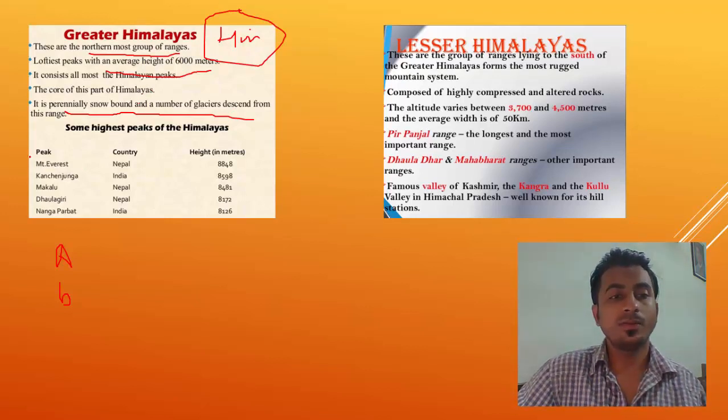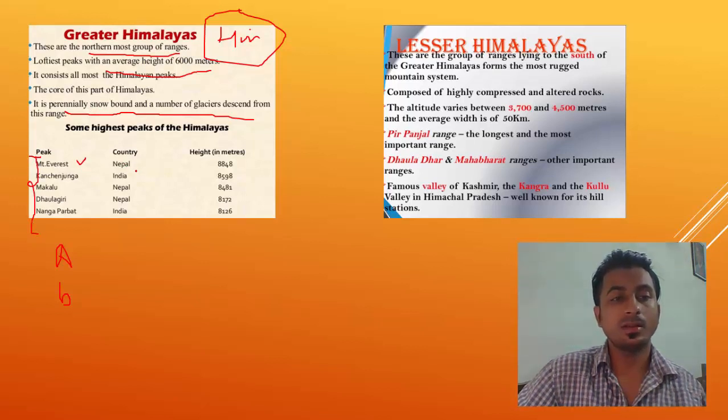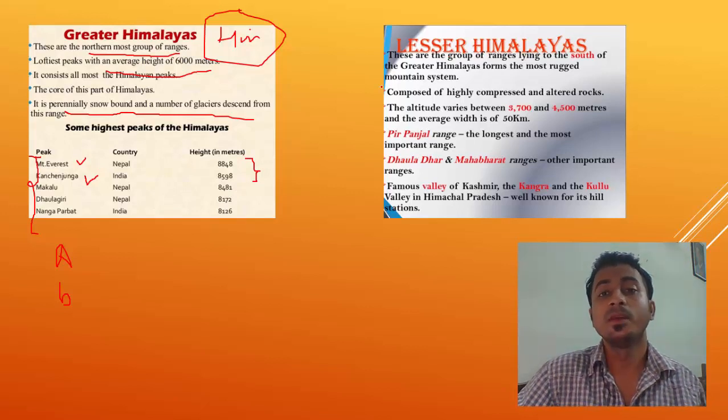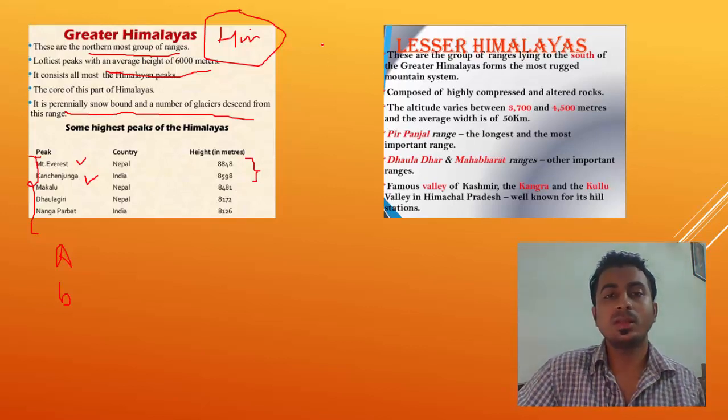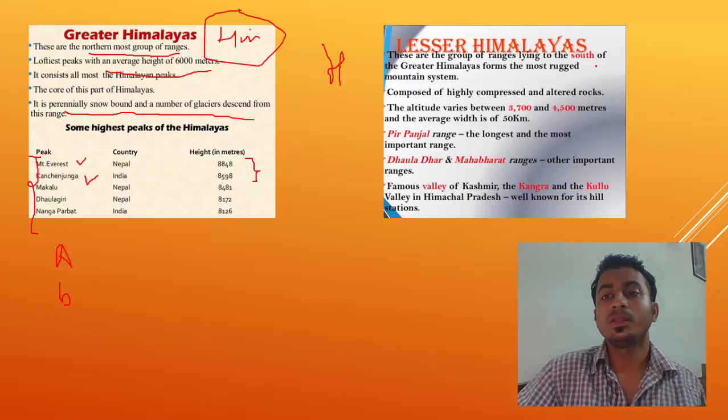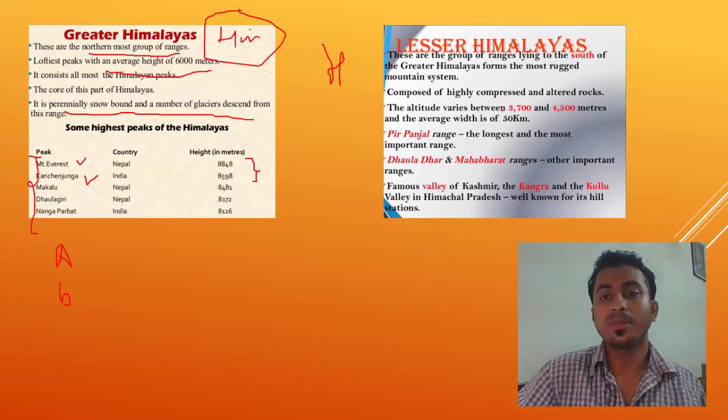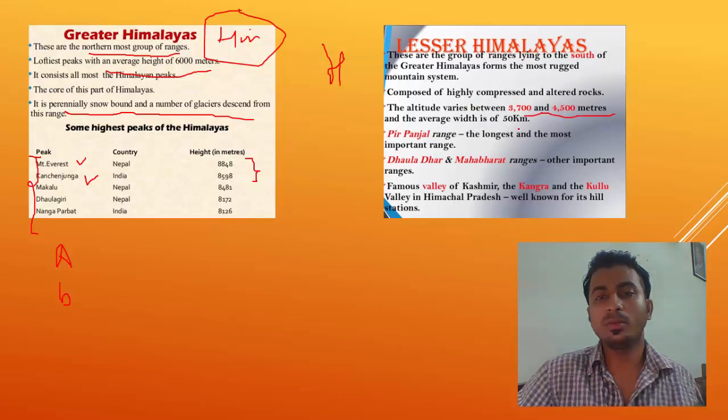Now these are a few mountain peaks given. This is in Nepal, then Kanchenjunga is in India. That's all. You have to remember only the first two. You can leave the rest. Now the Lesser Himalayas, meaning the Himachal, are south of the Himadri and most rugged. The altitude they have given, no need to remember this.